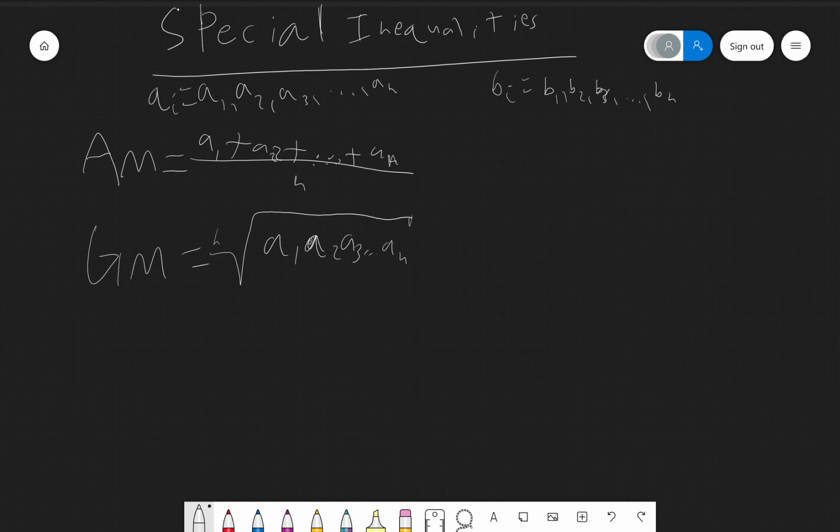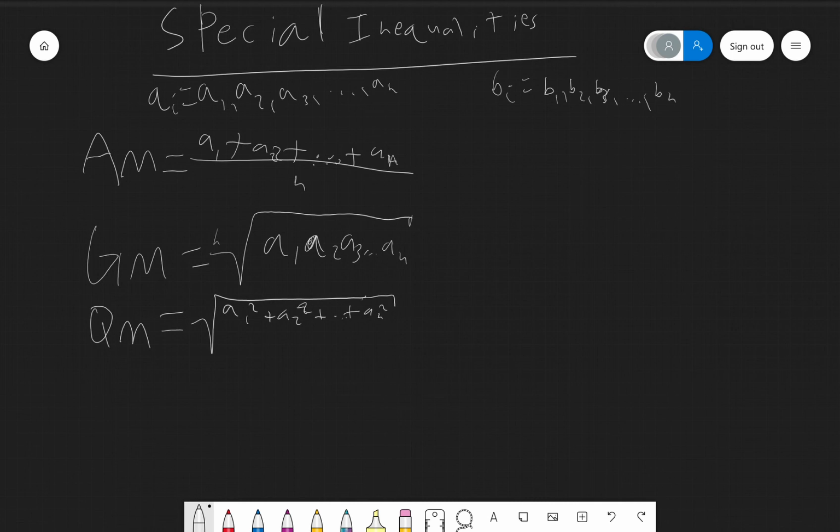The next one is going to be the QM, or the RMS. So the first one was AM, arithmetic mean. The second one is GM, or geometric mean. The third one is QM, the quadratic mean. You can also call it the RMS, which means root mean squared, but QM is shorter. So the QM is pretty simple. It's just the square root of A1 squared plus A2 squared plus dot dot dot plus An squared.